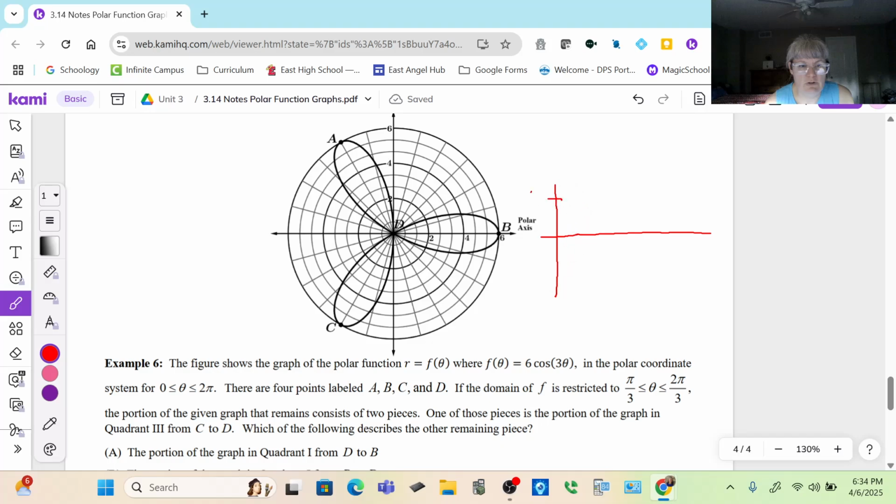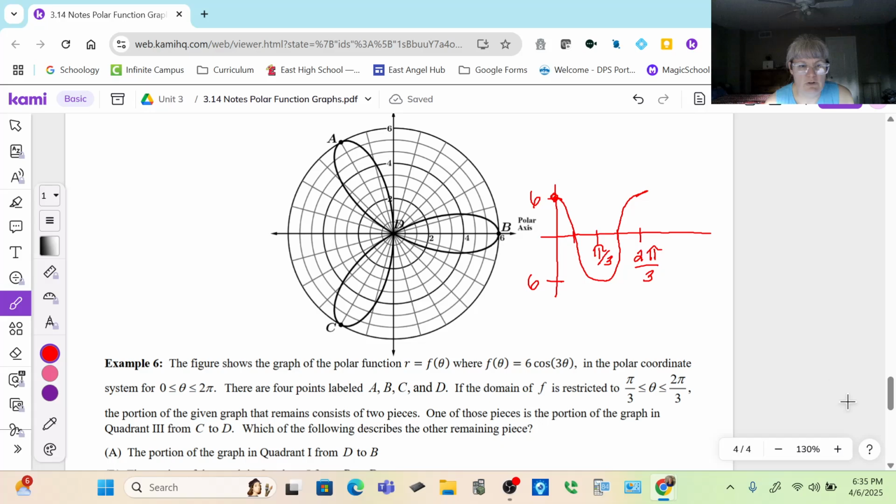So we have an amplitude of 6. We're starting at the maximum, at 6, because it's positive. My period is 2 pi over 3, so I will be at my minimum at pi over 3. And this is what my curve will look like, something like this. Just a rough sketch. What we are looking for is, between pi over 3 and 2 pi over 3, which sections of our graph will fit this.